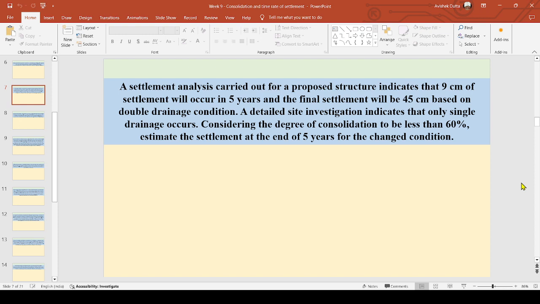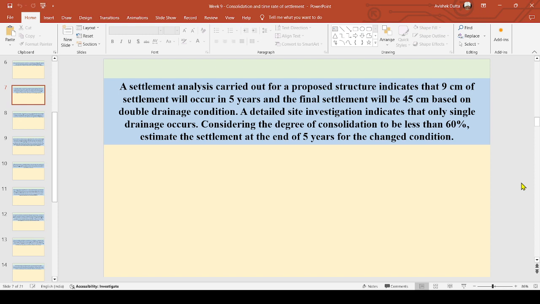I'll repeat the question once. A settlement analysis carried out for a proposed structure indicates that 9 centimeter of settlement will occur in 5 years and the final settlement will be 45 centimeter based on double drainage condition. A detailed site investigation indicates that only single drainage occurs. Considering the degree of consolidation to be less than 60%, estimate the settlement at the end of 5 years for the changed condition, that is for the single drainage condition.